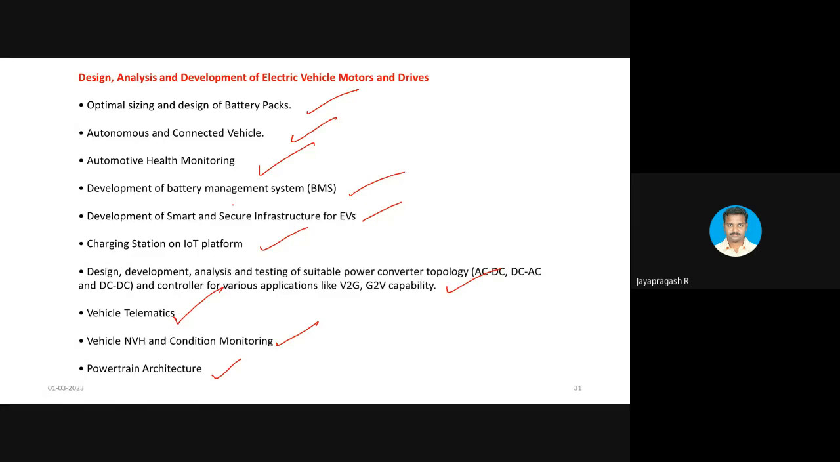Fault analysis, you can work on it. Charging stations on an IoT platform, and as I said, vehicle-to-grid and grid-to-vehicle capability, because most of the time your electric vehicle is going to sit idle. In that time you can connect the battery power to the grid. So this interaction between grid and vehicle can take place. For that, as I said, we have to use a pure electric vehicle or plug-in hybrid electric vehicle. Only then is this grid integration possible.